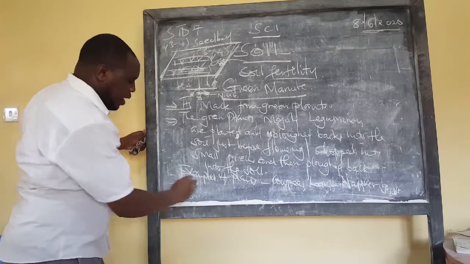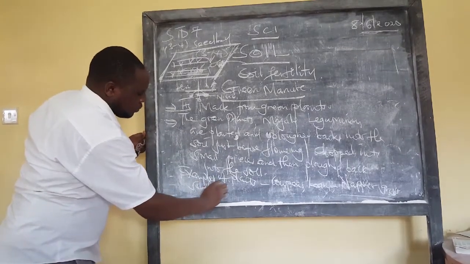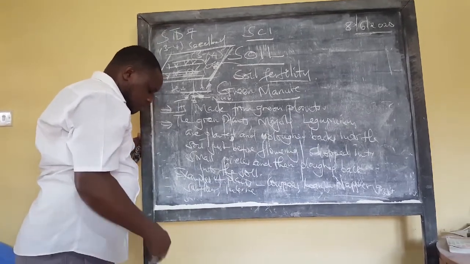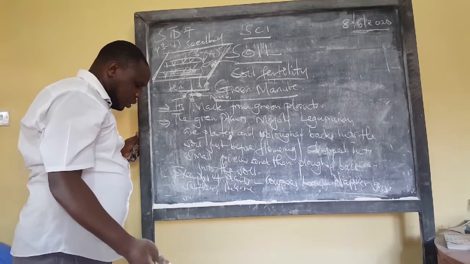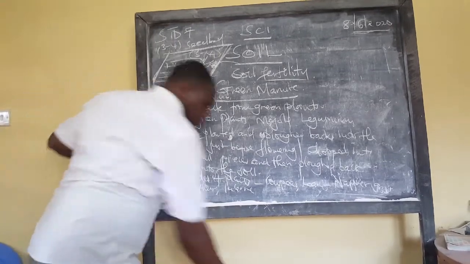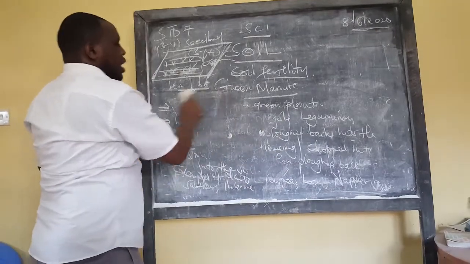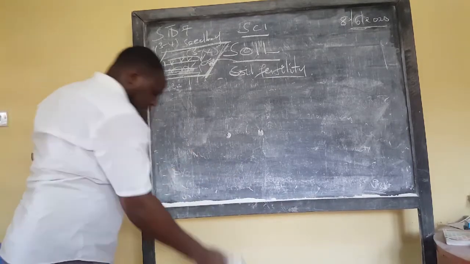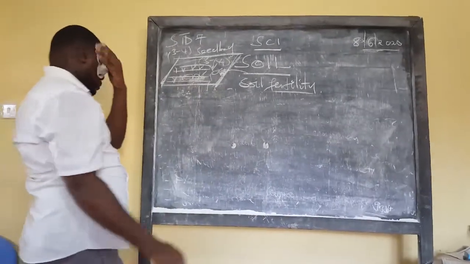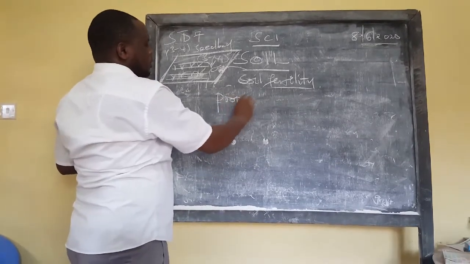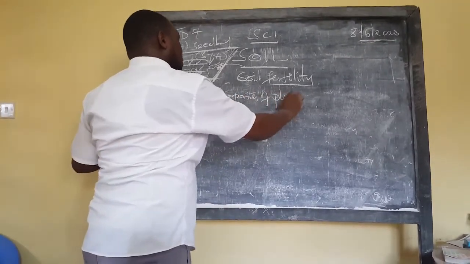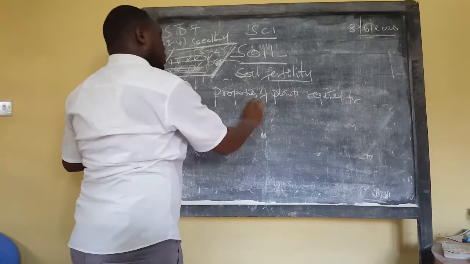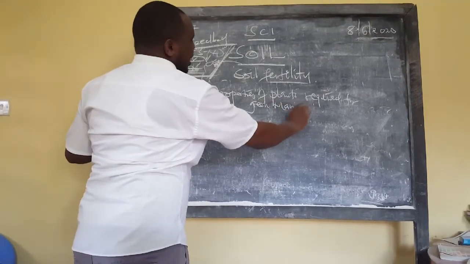We talk about sunflower, lucerne, etc. You can have other plants like the maize stalks, sorghum, and all those. After looking at that, now we identify properties of plants required for green manure. This will be our last point.